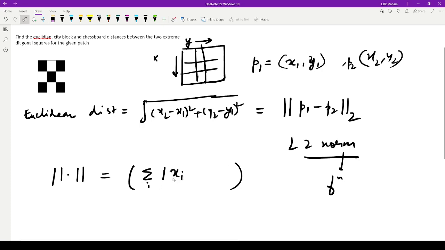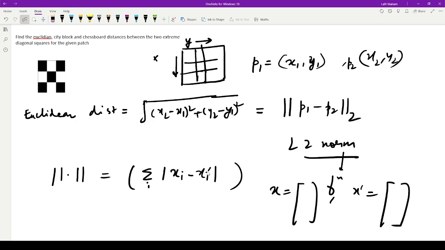So if you have the ith coordinate between two vectors, a vector x and a vector x prime, you take that ith coordinate difference and raise it to the power p. We call it the p norm. Just take the power p and then take 1 by p of this whole expression.